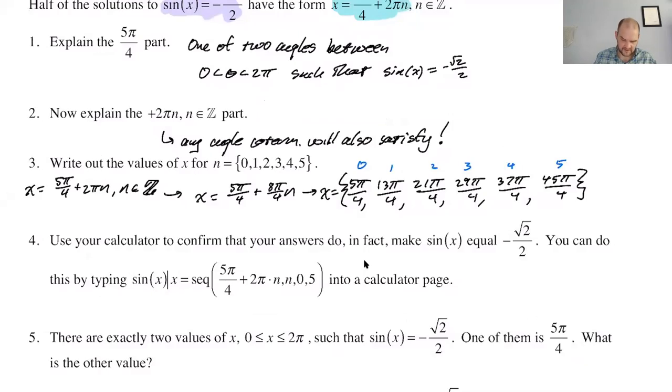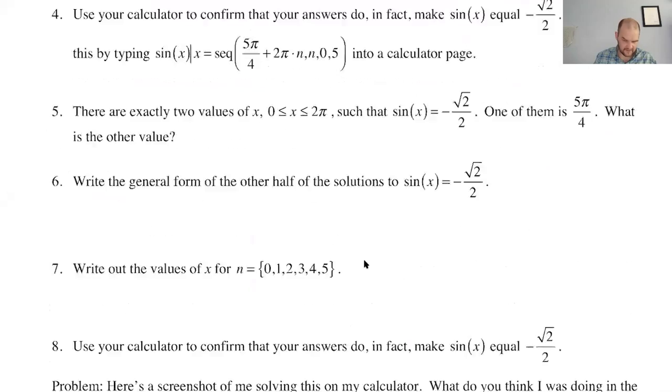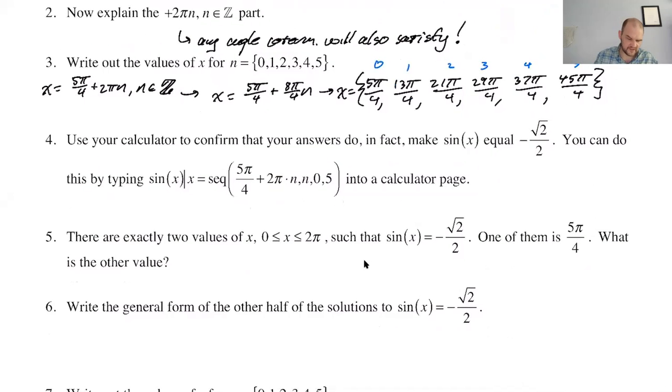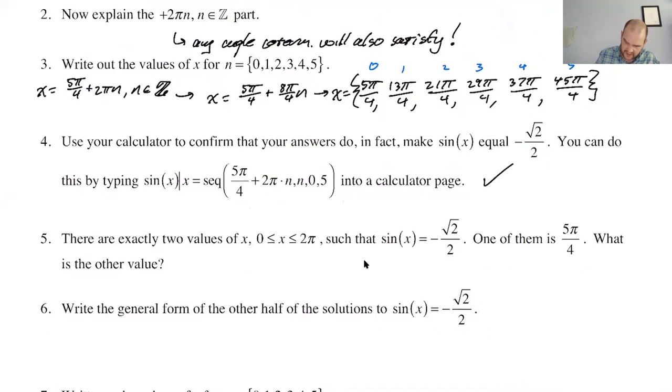I don't actually know what's on the rest of the page. Oh, there's a lot on the rest of the page. Okay. Well, not so much, because we did this. Let's put a check. Check.